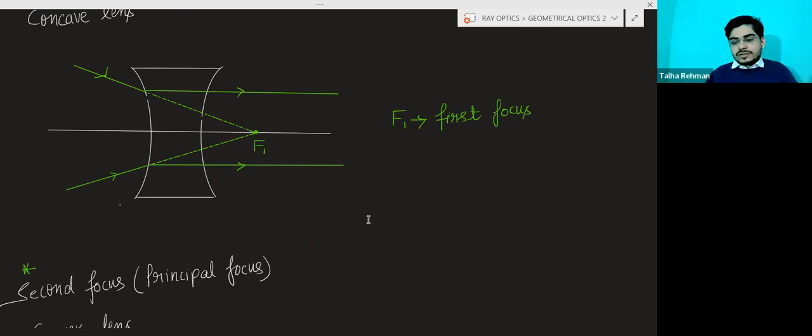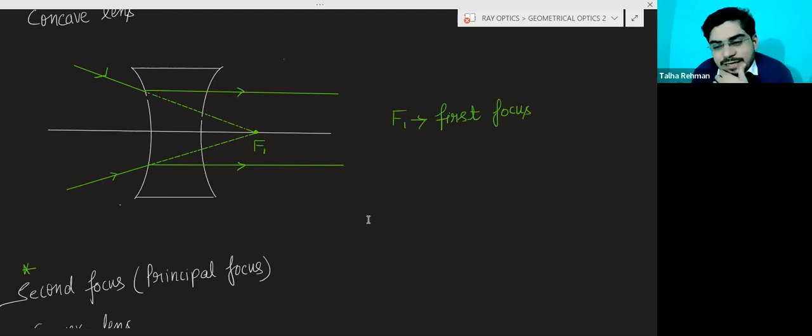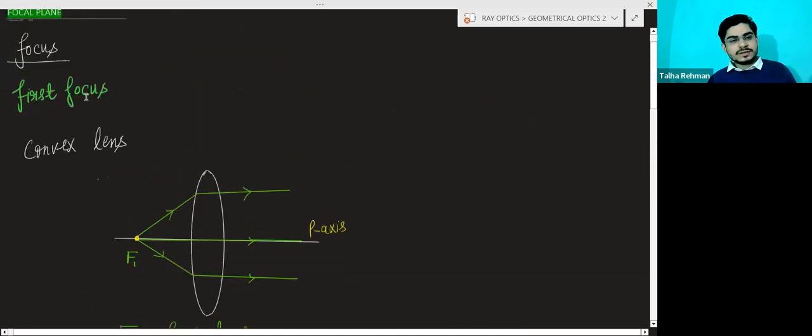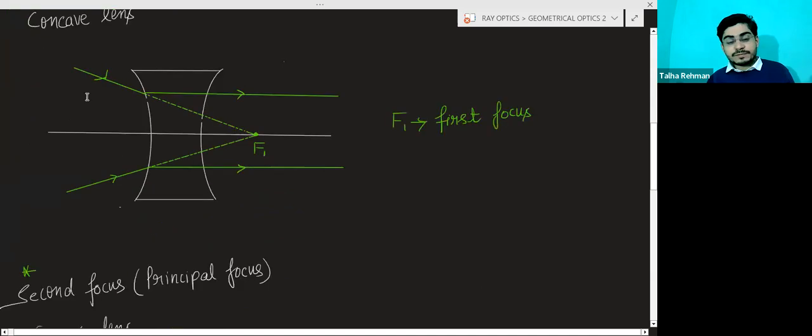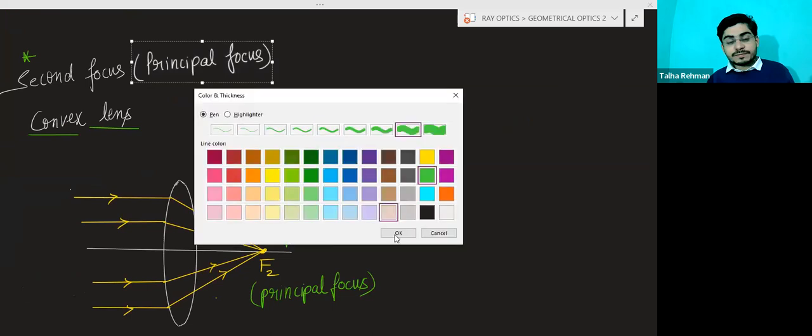Earlier, in the case of mirrors also, we defined the focus something like that. Here there are some changes, but focus is basically the point where the rays parallel to the principal axis meet. That point is known as the focus. In this case, little changes are there. So the first focus is not that important, but you have to remember the second focus, basically the principal focus.